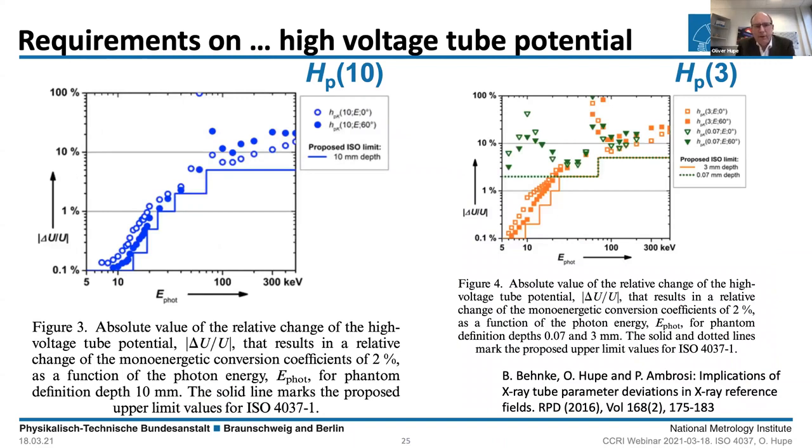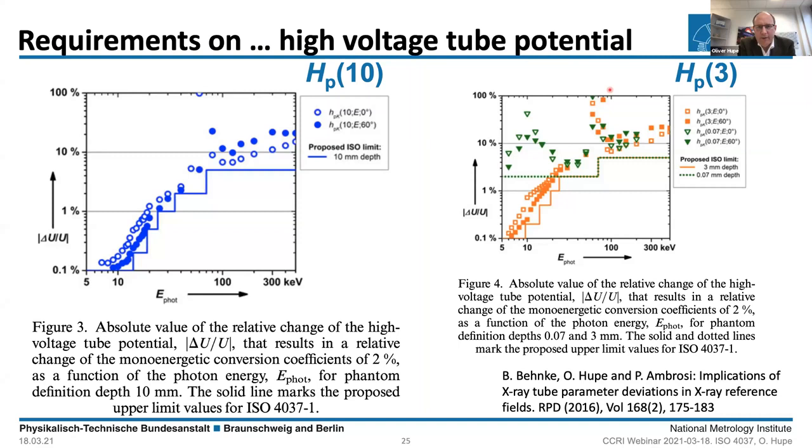Let's have a look at the requirements. Here I've shown the requirement on the relative change of the high voltage tube potential for Hp(10) and for Hp(3). The first point is that you see that the requirements depend strongly on the quantities you want to realize. That means you may have an instrumentation which fulfills the requirement for Hp(3), but will fail to fulfill the requirements for Hp(10).